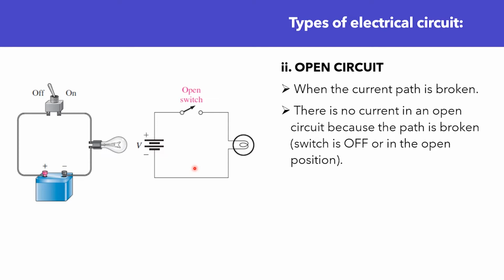So basically there are two types of electrical circuit, closed circuit and open circuit. Closed circuit is when there's a current in the complete path. Open circuit is where there's no current flow in the circuit because there's an open switch here. Can you see the difference between closed circuit and open circuit?